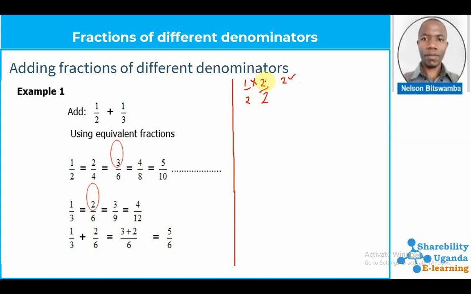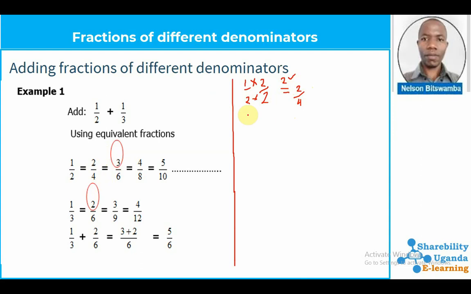We multiply this 2 by the numerator. We multiply this 2 by the denominator. So here our answer will be 2 out of what is 2 times 2? We get 4. So we can see that this 2 out of 4 is a multiple of 1 out of 2.